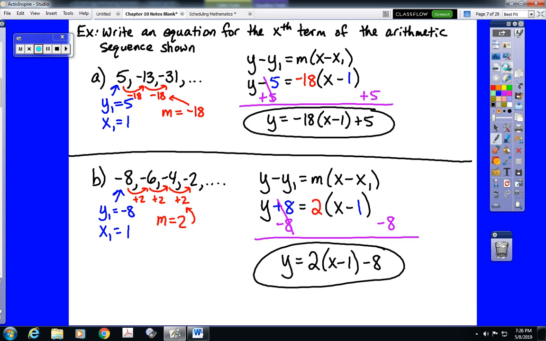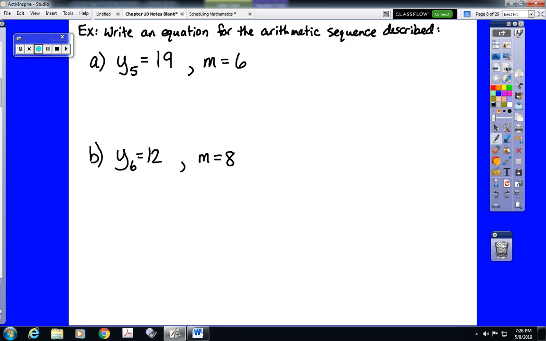Okay, so let's look at a slightly harder example. And it's really not any harder if we're using point-slope form. Here they have not given us the entire sequence. They have given us a specific term and the common difference. But again, we have all the information that we need here. If y5 is 19, then x5 is the term number of that, which is the same as the subscript. That would be 5.